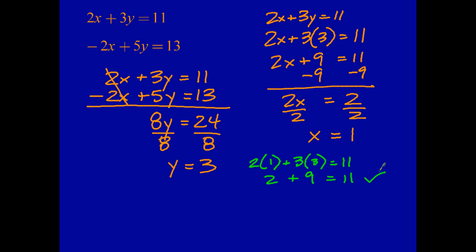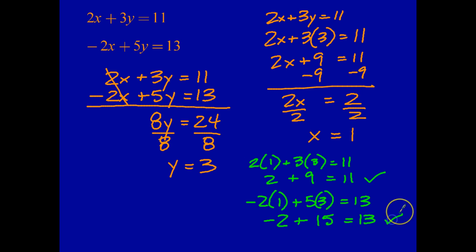Okay, let's try the other one. We've got negative 2 times 1 plus 5 times 3, and we're going to say, does that equal 13? Okay, and notice every time I do this, I always put parentheses for the variable, and then I just plug whatever in. I plug it into the parentheses, and you'll see, because sometimes if x or y is equal to some negative number, it makes it easier. Okay, so then negative 2 times 1 is negative 2, plus 15 is 13. Does that work? Yes, it does. So x is 1 and y is 3.